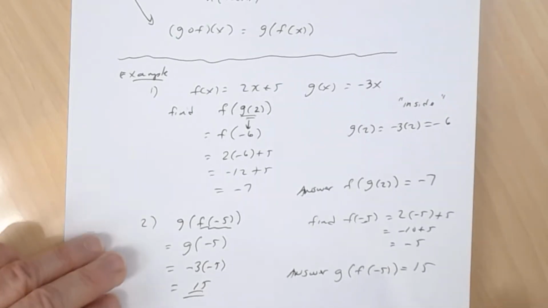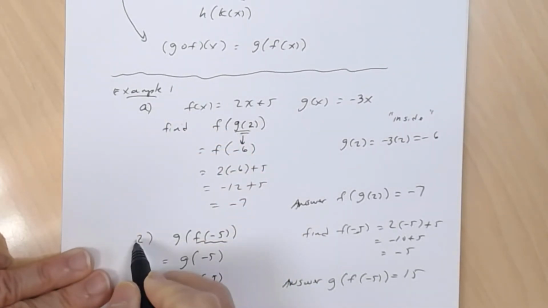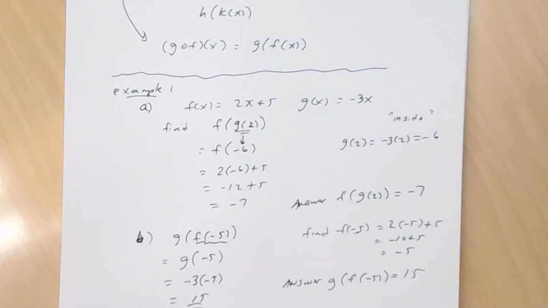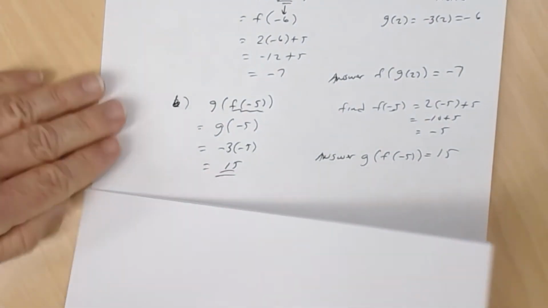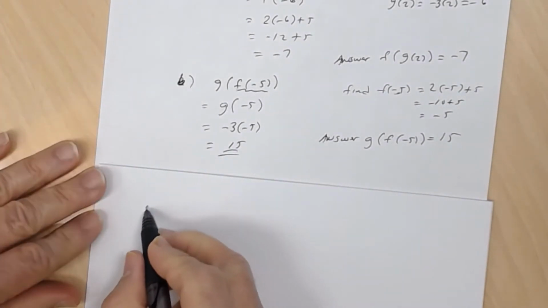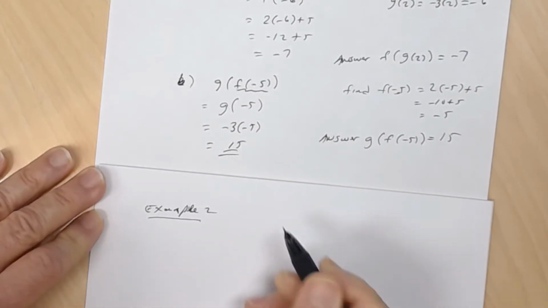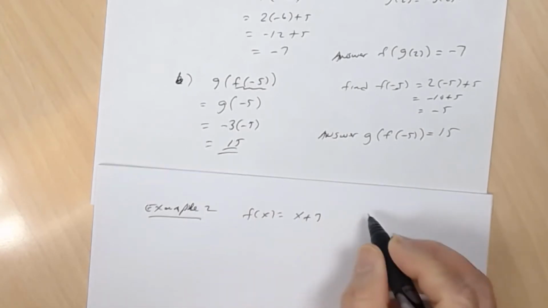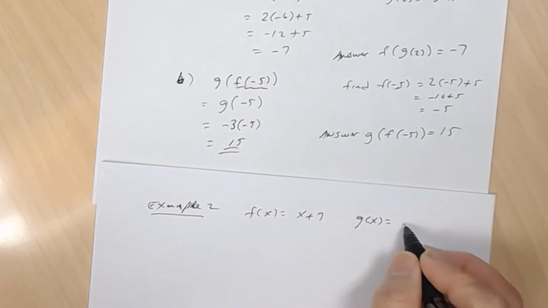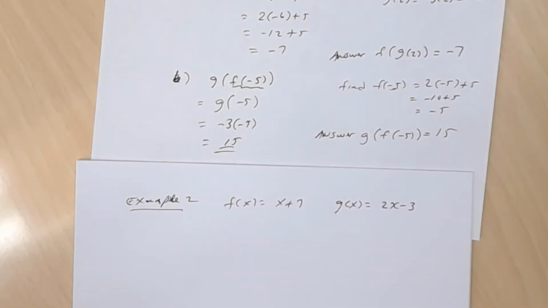Okay? All right. Now, let's call this example 1. That's going to be A, and that's going to be B. Now, let's suppose in example 2, I had f of x is x plus 7, and g of x is 2x minus 3.